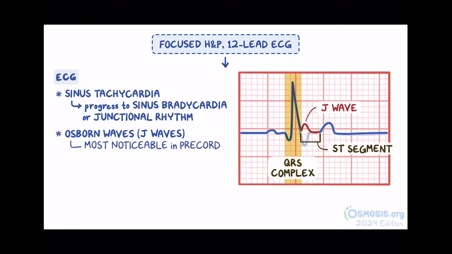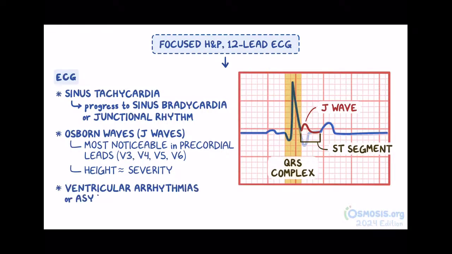Osborn waves are most noticeable in precordial leads such as V3, V4, V5, and V6, and their height roughly correlates with the severity of hypothermia. In more severe cases, the ECG may even reveal ventricular arrhythmias or even asystole.